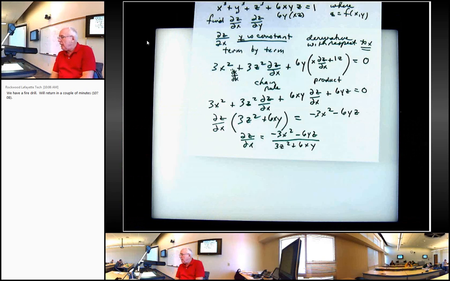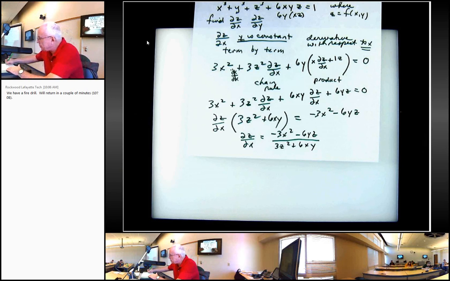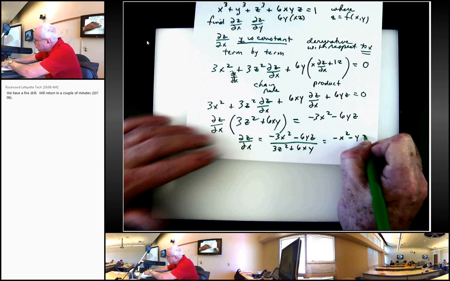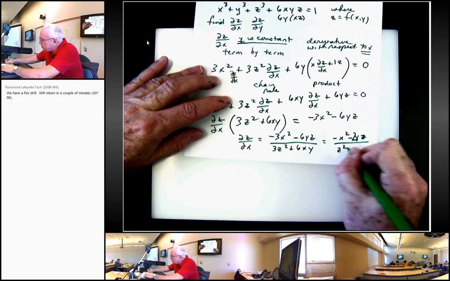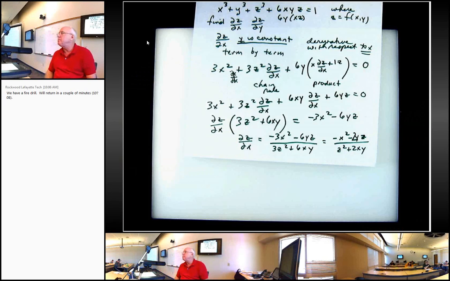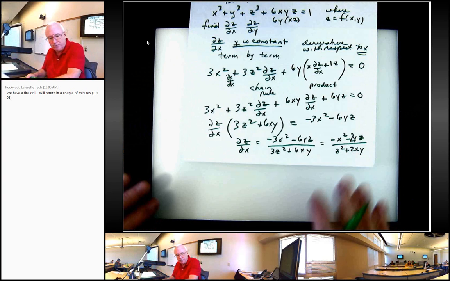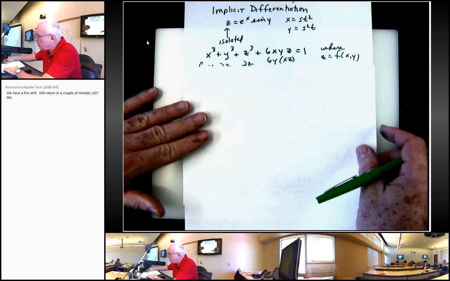Okay. And this is certainly a correct answer. It's not a simplified answer, though, because if you look here, all the constants are multiples of 3. So I'm just going to divide out a 3 here and come up with minus x squared minus 2yz over z squared plus 2xy. And that's my simplified final answer then. Okay, that was half of the problem, dz dx. So for the heck of it, let's do the other half of it and get dz dy.